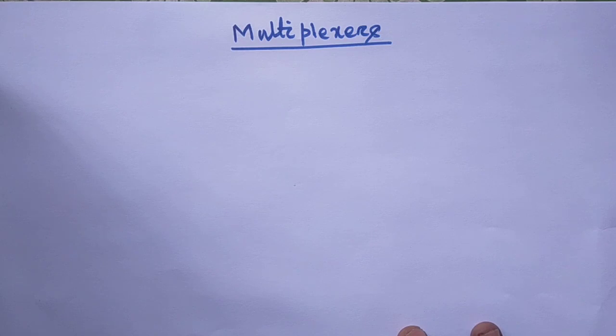Actually, it is a combinational circuit that receives binary information from one of the 2 to the power n input data lines, and directly provides a single output line. One line with one output we can get. That means we have to provide 2 to the power n inputs, but only one output we can get. That is the basic concept of a multiplexer.